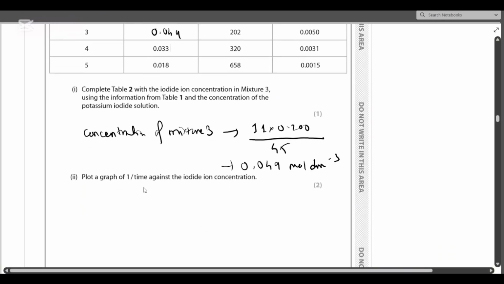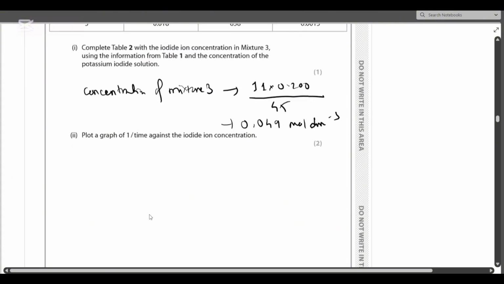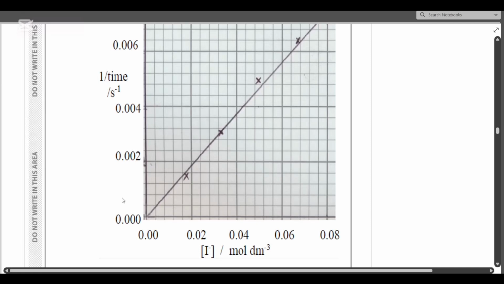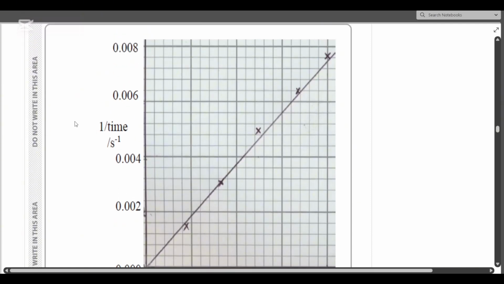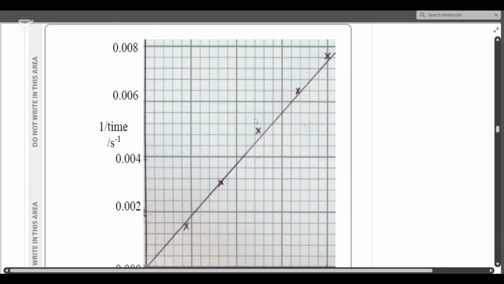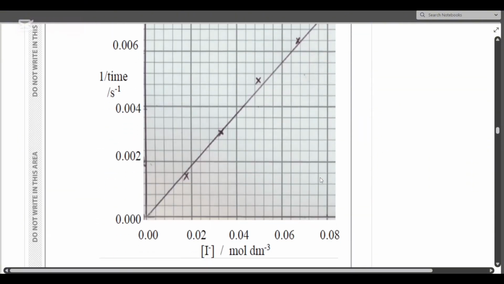Next, it says plot a graph of 1 by time against the iodide ion concentration. So if we use the data provided in the table and plot a graph, it is going to be something like this. The 1 by time, the reciprocal of the time taken for the color change, is going to be on the y-axis, while the iodide concentration is going to be on the x-axis. If you plot the points from the table, we will get a graph something like this.